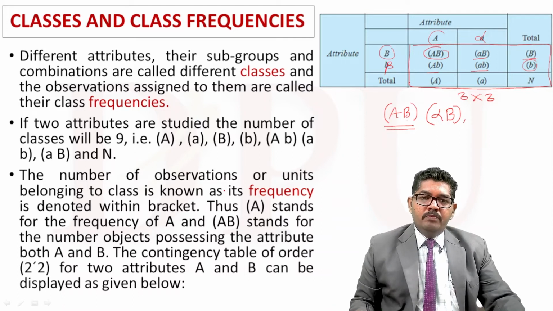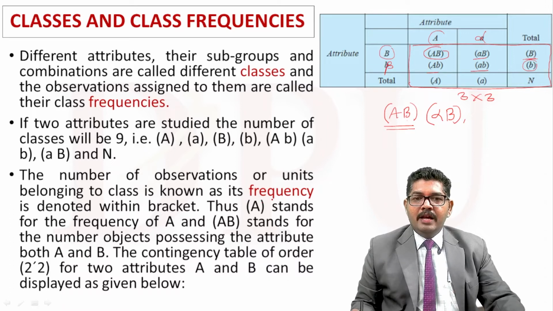The number of observations or units belonging to the class is known as class frequency, and class frequencies are written within brackets. Thus in brackets capital A represents the frequency of A. In brackets capital AB stands for the number of objects possessing the attribute A as well as B. The contingency table of order 2 by 2 for the two attributes A and B can be displayed as given below. So we have this particular table.